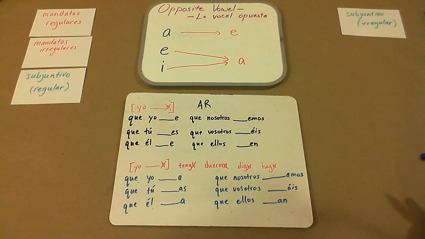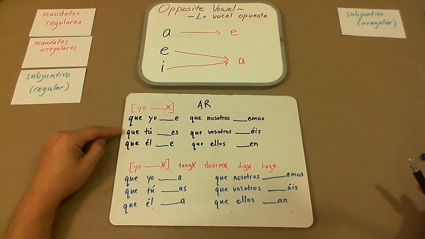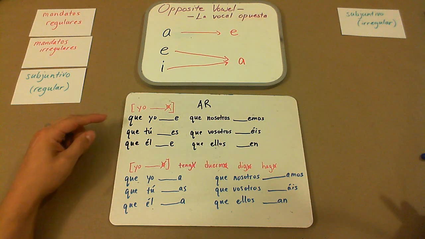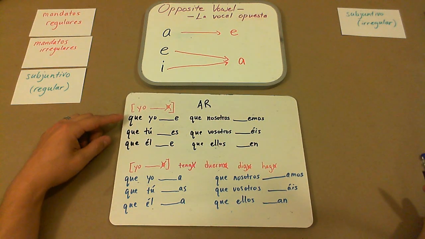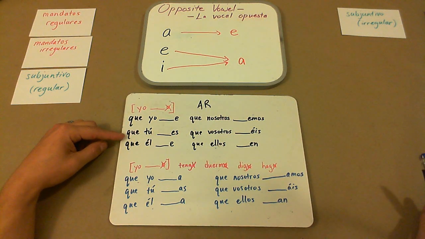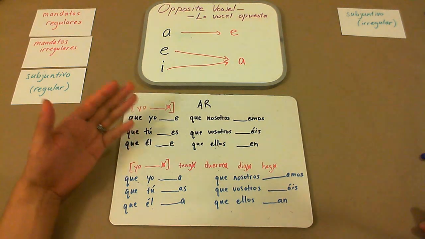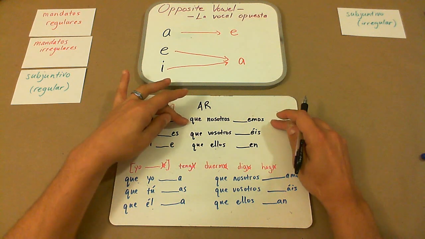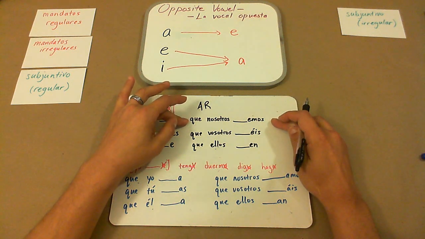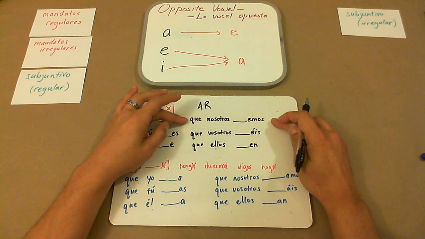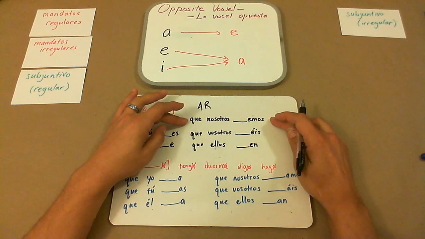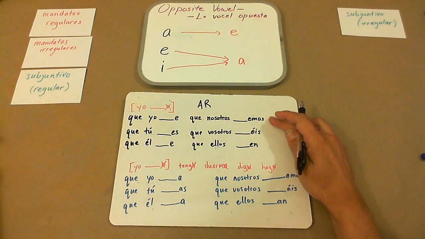Another verb might be estudiar: que yo estudie, que tú estudies, que él estudie. So we say it is important that you study. Es importante que tú estudies. Another one might be practicar. Instead of practicamos, we'll say que nosotros practiquemos. Es importante que nosotros practiquemos. El maestro quiere que nosotros practiquemos.